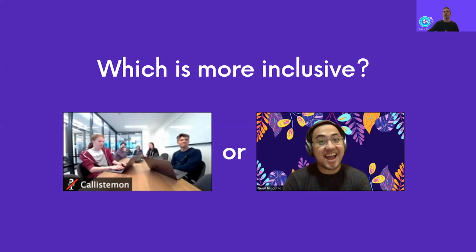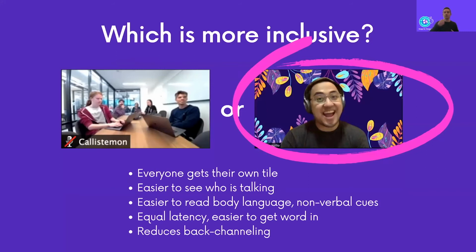I'd say that in this environment, you'd much rather be dialed into a meeting with Gerald on the right because he's got his own tile, so we can read his body language. We can see nonverbal cues. And that picture on the left, it's hard for me to even tell you who's in the room, let alone who's talking. They might be further away from the microphone. And I think when everyone is in their own tile and on the same footing, it leads to a much more inclusive and equitable meeting.